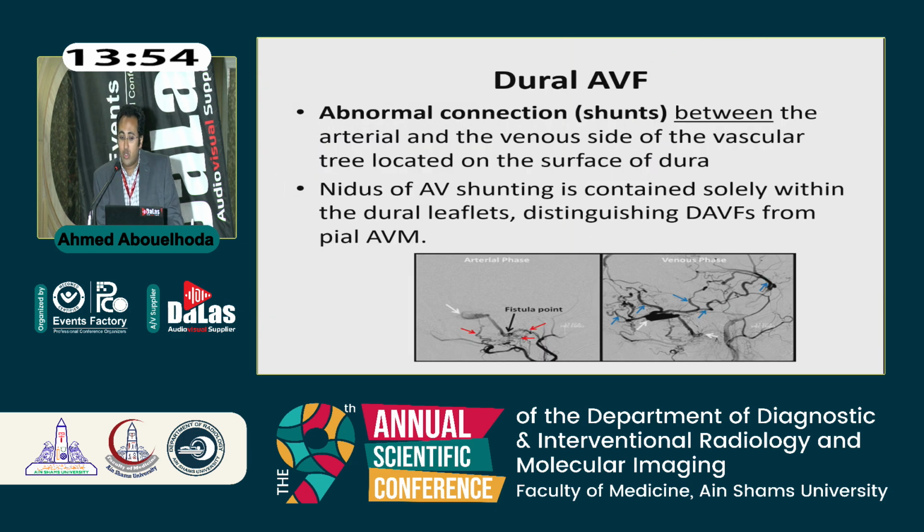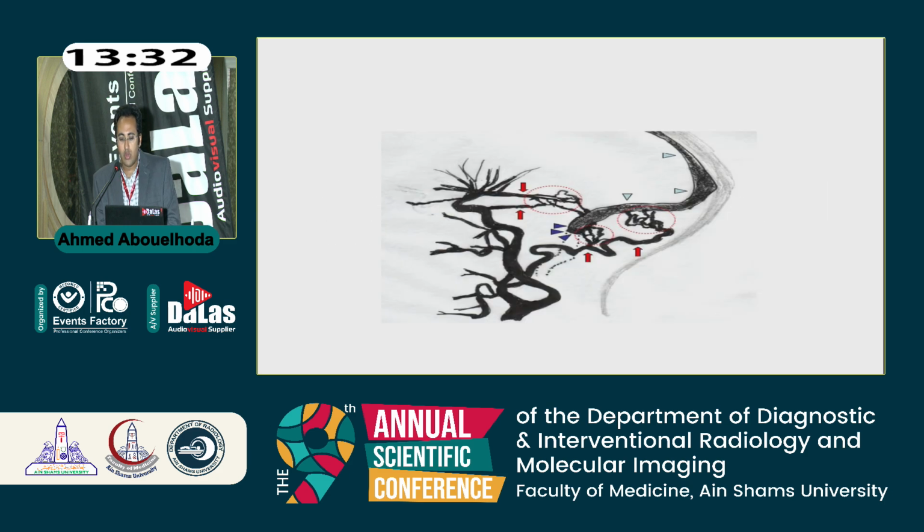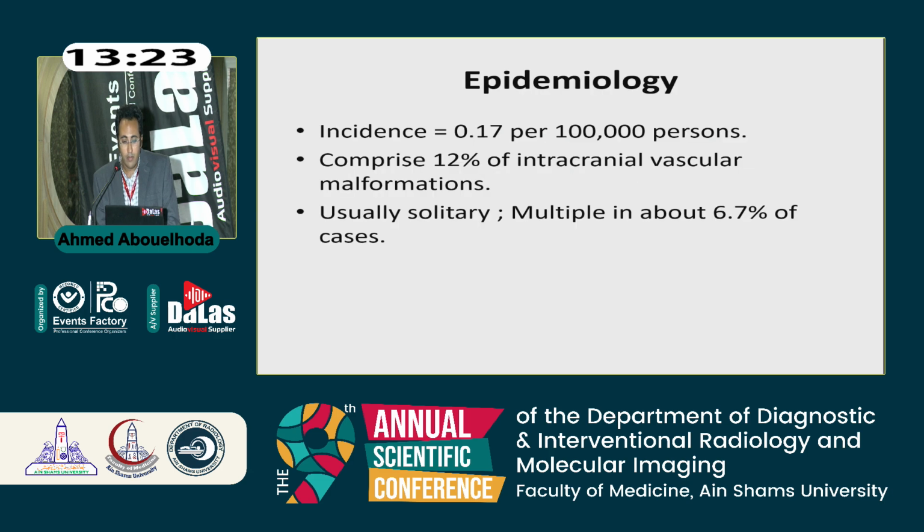What's a dural AV fistula? It's an abnormal connection between the arterial and the venous side of the vascular tree located on the surface of the aforementioned dura. What differs it from the AVM? The nidus of the AV shunting is solely contained within the dural leaflets, which distinguishes this from the pial AVM. As you can see here, the red circles are the abnormal connections, and this light blue arrow is the thrombosed veins or dural sinus.